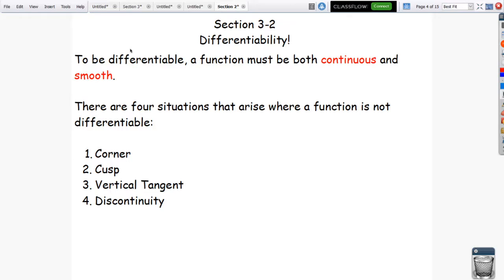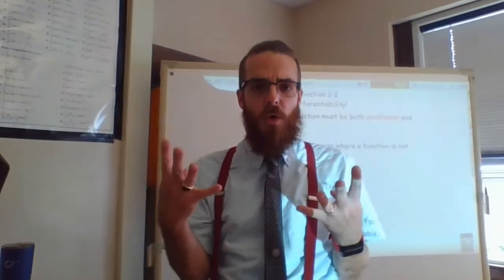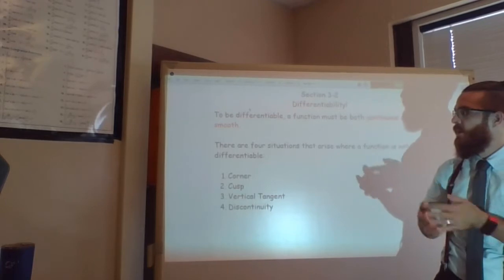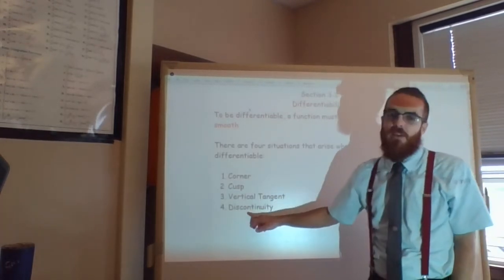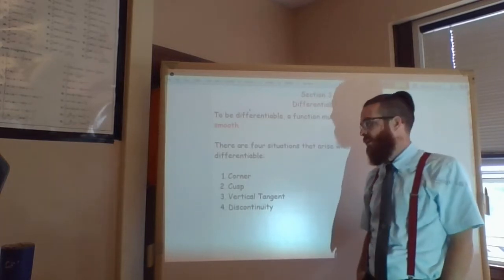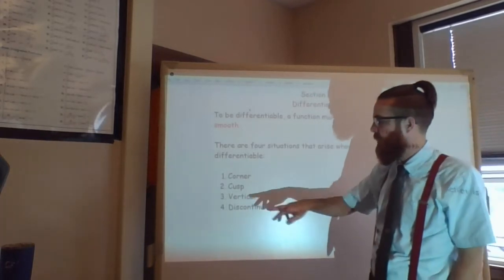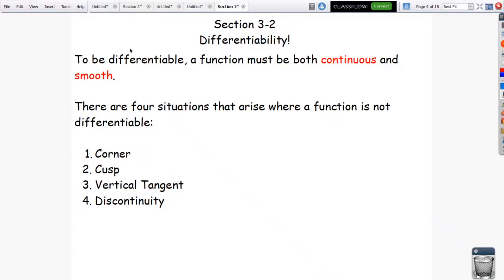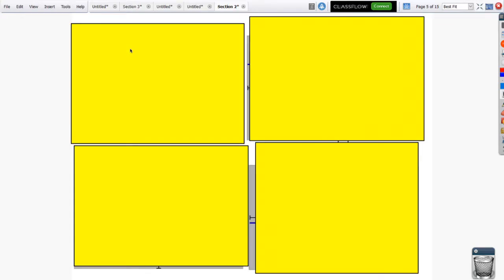Now that sounds like some technical situations, but there are basically 4 different situations in which a function is either not continuous or smooth. One of them is really obvious. If a function is discontinuous, it is going to be non-differentiable. The other 3 situations are if you have a corner, a cusp, or a vertical tangent. And let me just show you some pictures of that. You can also use your graphing calculator to see them.